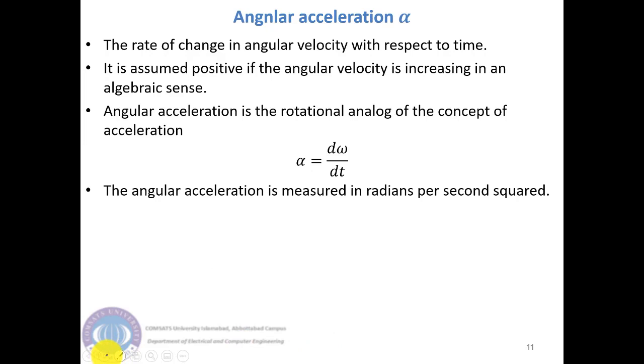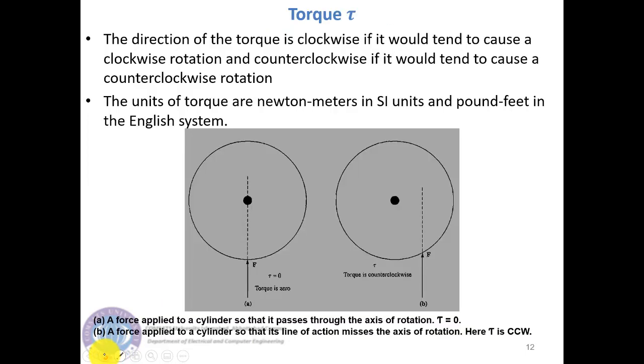Then we defined the acceleration, and acceleration is the rate of change of velocity. We said that unless we reach a certain fixed speed, there will be acceleration, because at constant speed the velocity is constant, so there will be no acceleration in any object, whether it's linear or rotational.